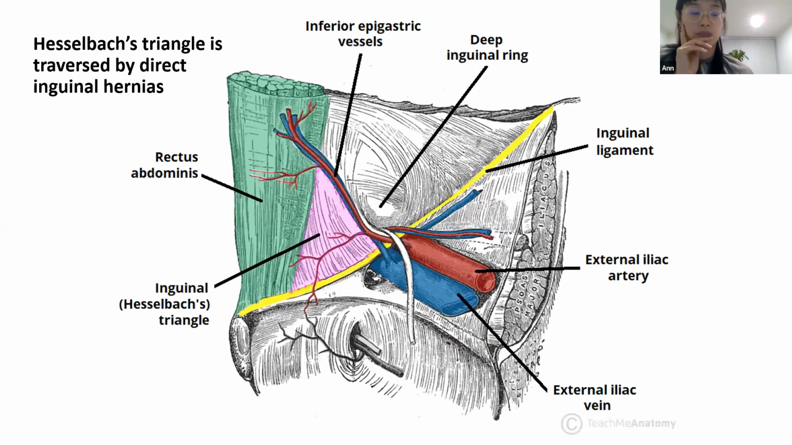So I think the buzzword for this is Hesselbach's triangle. I think everyone might have heard of this by now, but basically it's the site of direct inguinal hernias. So it's the pink one that you can see here, and as you can see, they've nicely colored it in. Its borders are the inguinal ligament, the vessels, and the rectus abdominis sheath.